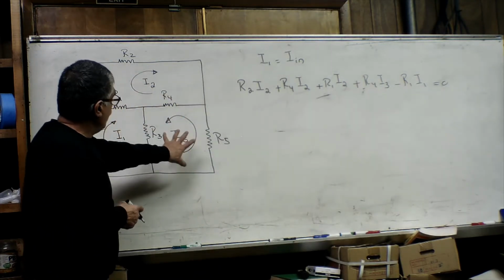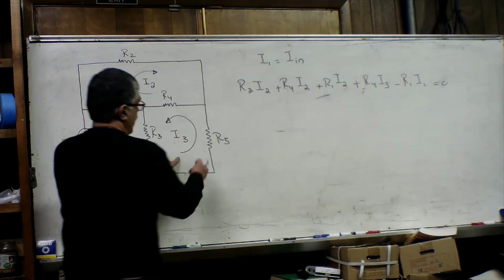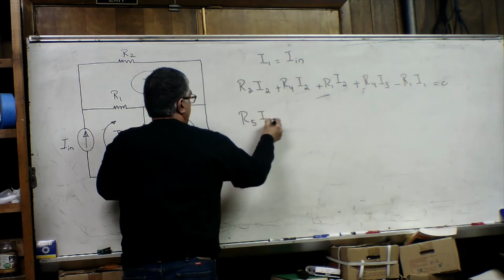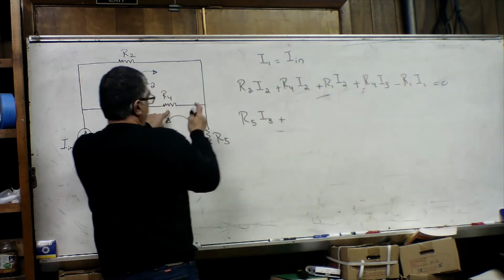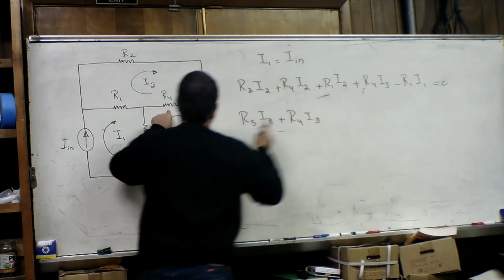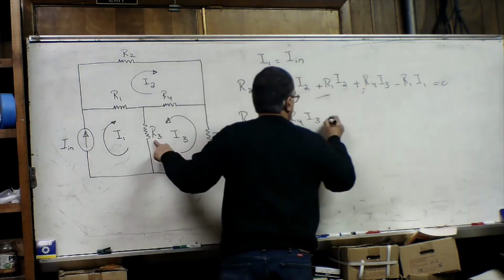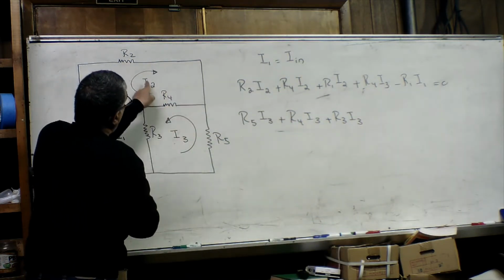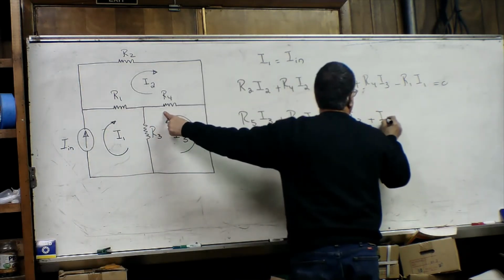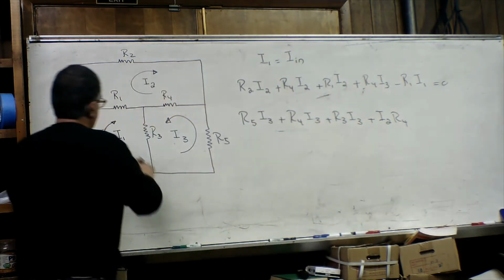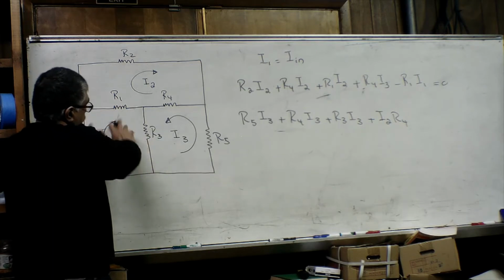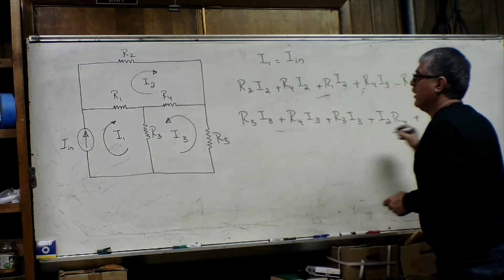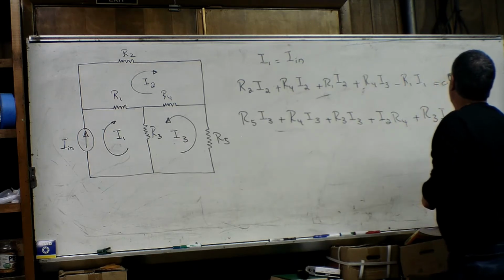Now, for loop 3, we are going to have R5 I3 plus R4 I3 plus R3 I3, and also plus I2 R4, and the reaction of I1 on R3 also will be in positive direction, plus R3 I1, is equal to 0.